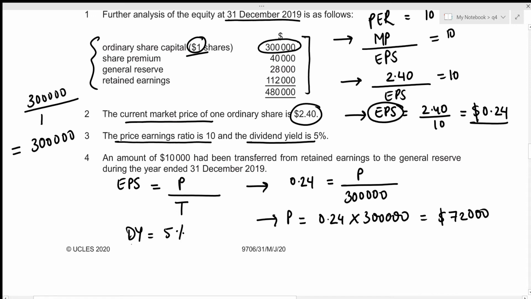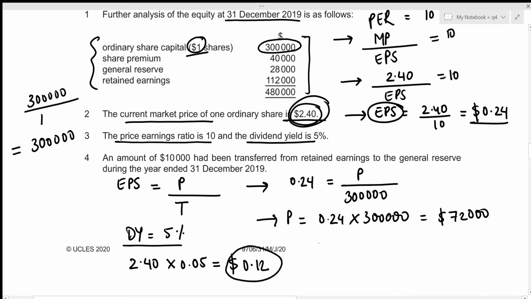And we know that a dividend yield of 5% means that 5% of the current market price of the ordinary share is given to the shareholders as a dividend. So let's figure out 5% of our current market price. That's 2.40 times 5%, which you can write as 0.05. This gives our dividend per share: 2.40 times 0.05, which results in 0.12. And this is the dividend per share.